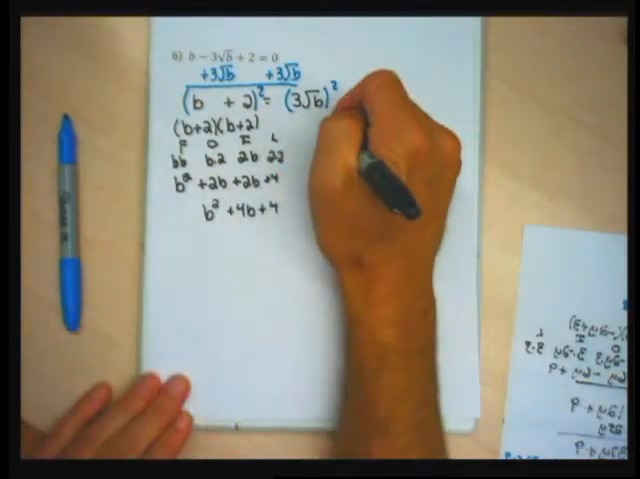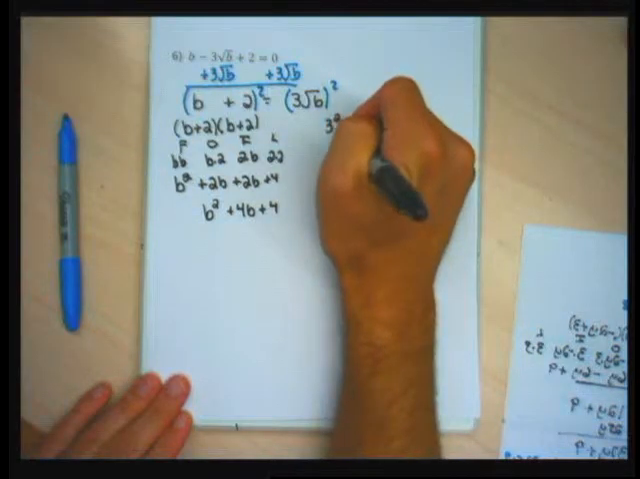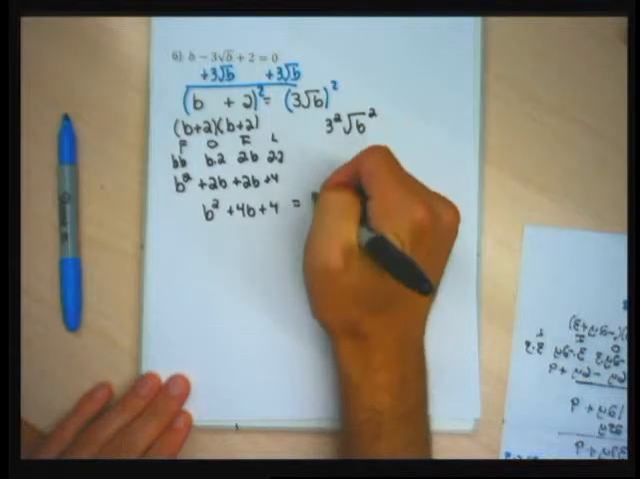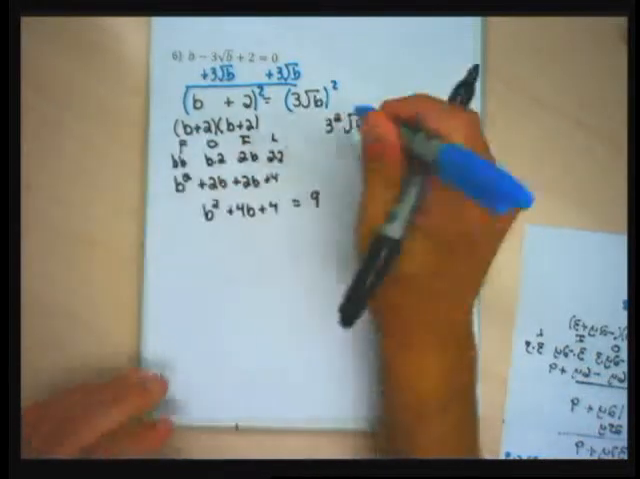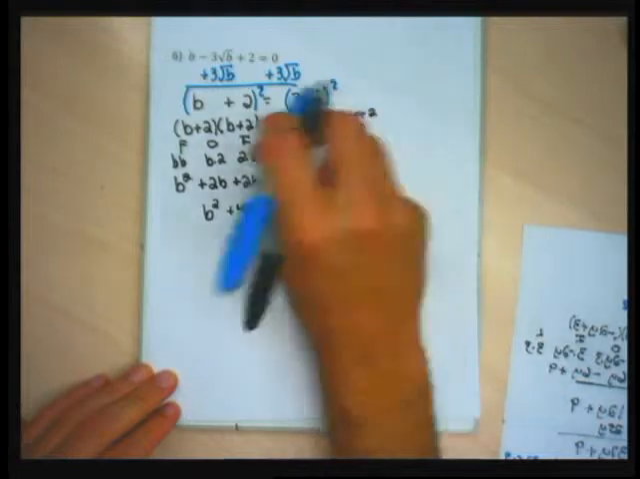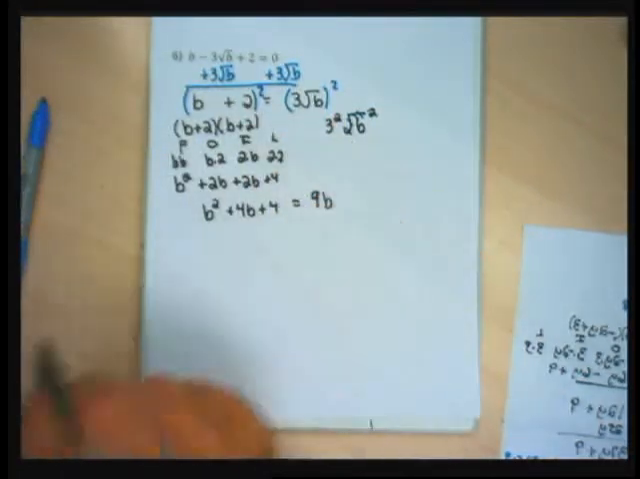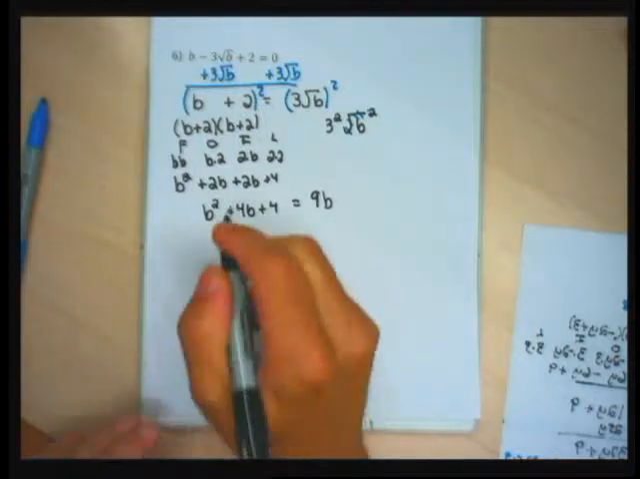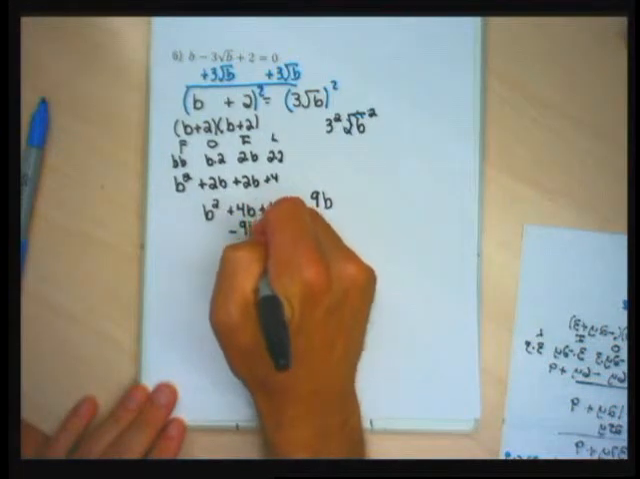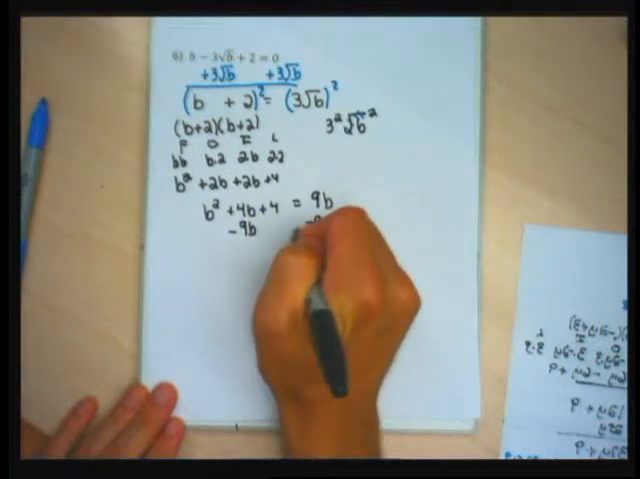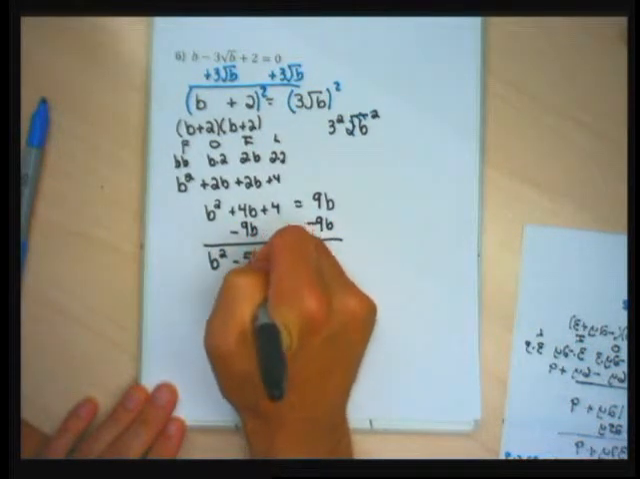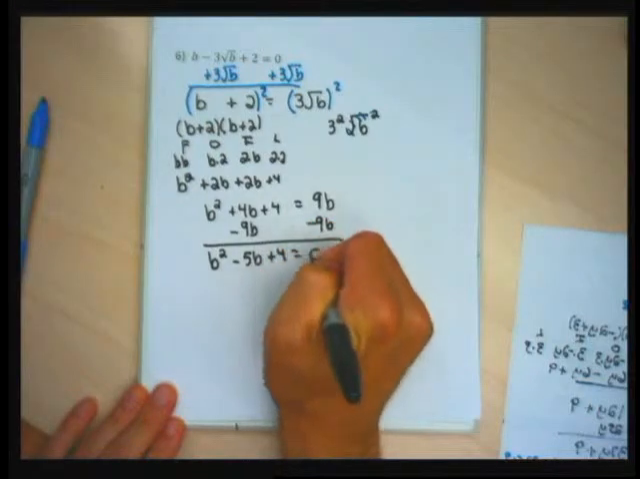On the right side, I have to square the 3 and square the square root. When you square the 3, you get a 9, and squaring cancels out the square root, leaving me with a b. So squaring each side, the left side simplifies to b squared plus 4b plus 4. The right side comes out to 9b. I'm going to get the problem equal to 0 by subtracting 9b from both sides. That leaves me with b squared minus 5b plus 4 equals 0.